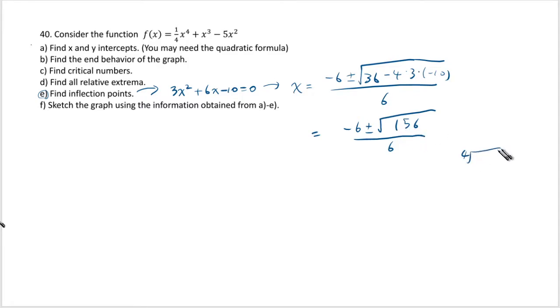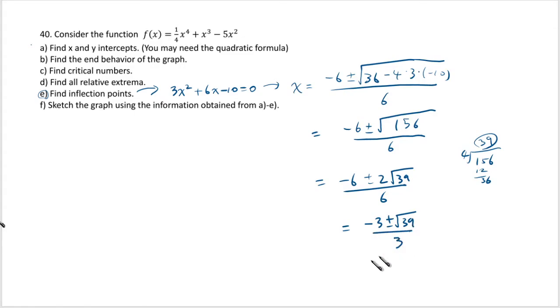So if you divide 156 by 4, you have 39. So 156 is 4 times 39. That's what we see. And then 4 can come outside as a 2. And since everything is divisible by 2, we're going to divide by 2 and get negative 3 plus minus square root of 39 over 3. Okay.